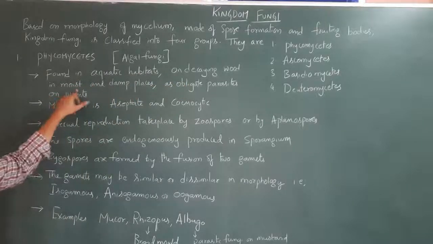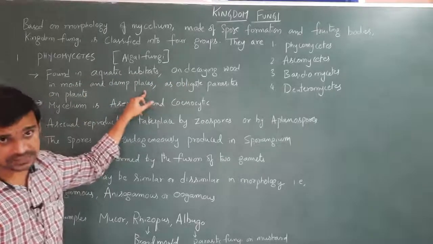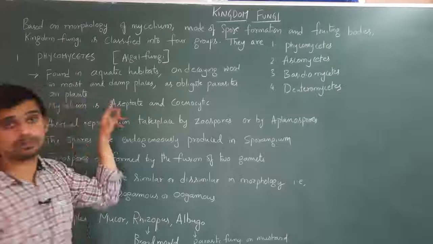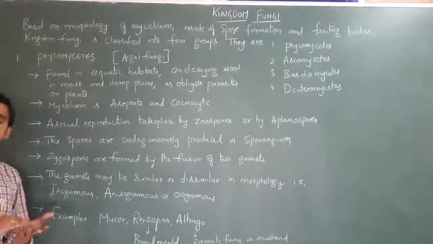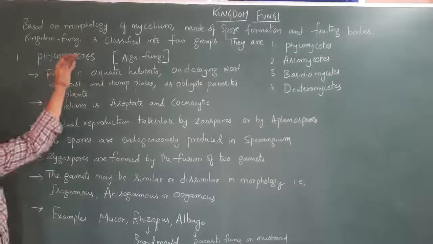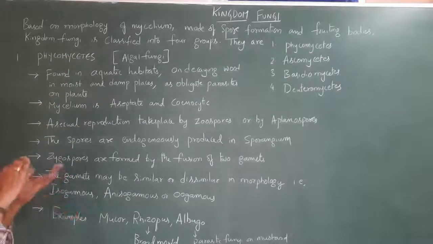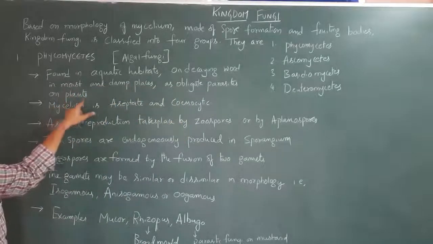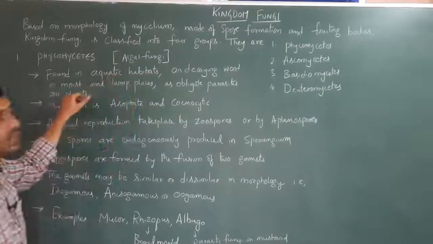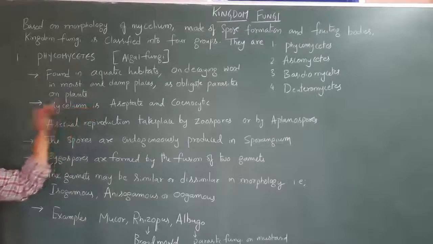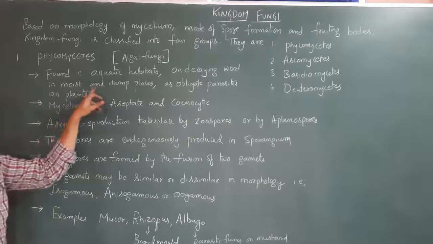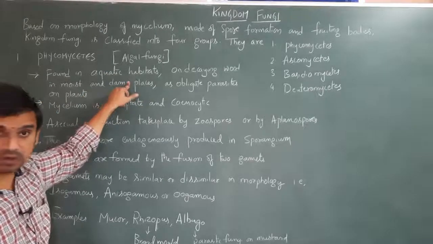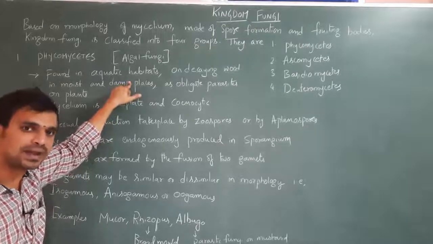So decaying wood in moist and damp places, that is wet places, and they also live as obligate parasites on plants. You know that parasites are organisms that depend on other organisms for their food. So here the fungi is the parasite, and they depend on plants for their food. They are found in aquatic habitats, that is in the water bodies, and also live as obligate parasites.